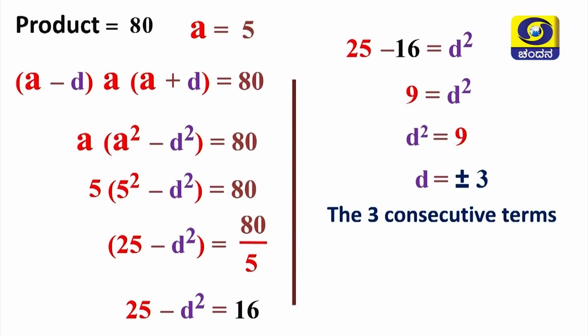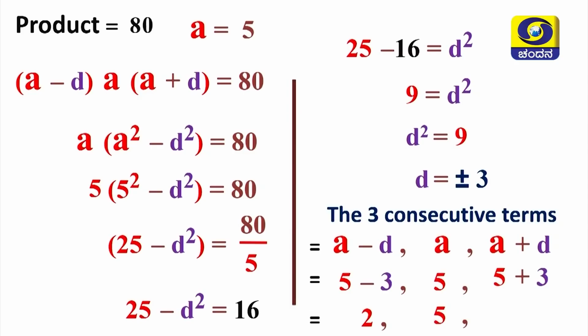Using a and d, you can write down the 3 consecutive terms. Which are the 3 consecutive terms? The first term is a minus d, second term is a, third term is a plus d. Now substitute the values. a is 5, d is 3. 2 is the first term, 5 is the second term, 5 plus 3, 8. Therefore, we were able to find out the 3 consecutive terms which are in AP. They are 2, 5, 8, and 2 into 5 into 8 is 80. Understood? That is the beauty of this problem, my dear children.